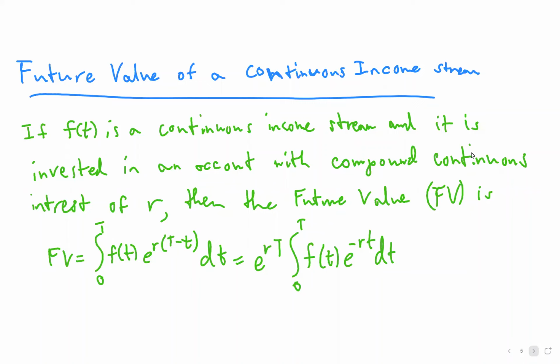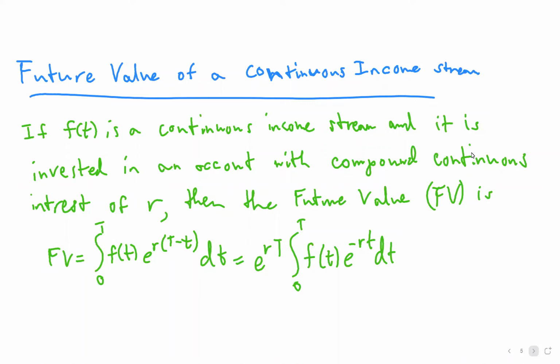So that's where this f of v equals the integral of 0 to capital T of f of t e to the r of quantity big T minus little t and quantity dt comes from.